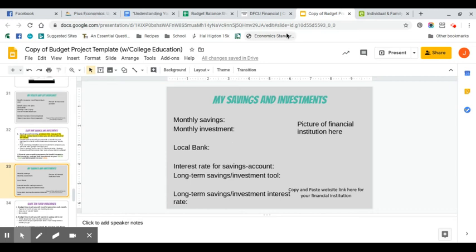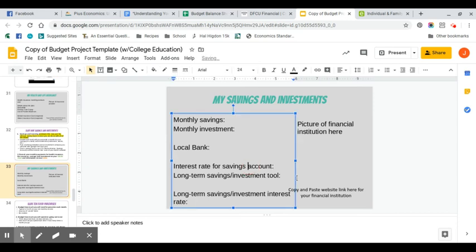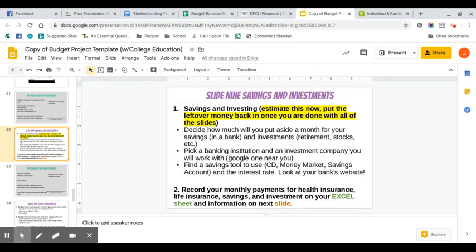Look up your local bank. For me, I could put DFCU, and then find your interest rate for a savings account, and also your long-term savings account and your investment tool, and what the interest rate is going to be. The regular savings account is fairly straightforward. However, for your long-term options, you have a couple that you learned about in that iLearn lesson. The ones that we're going to focus on are the CD and the money market.